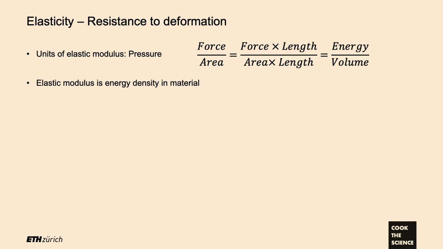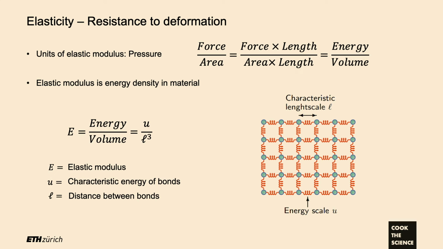It means that effectively this elastic modulus, which, as I said, describes the elastic properties of the material, and it's a material's property, somehow describes the energy density in the material. And so that's our next equation of the evening. So the elastic modulus is the energy per unit volume in the system.